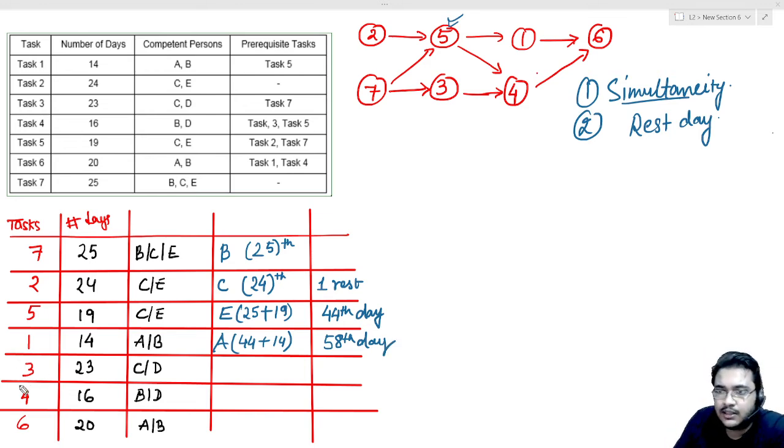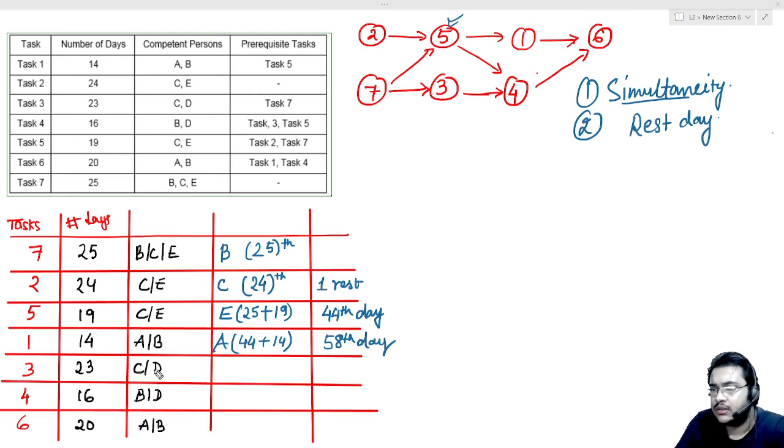Now let's look at the 3rd task. Now please understand, 3rd task could have started after the finishing of the 7th task. And exactly when did the 7th task finish off? Let's see.